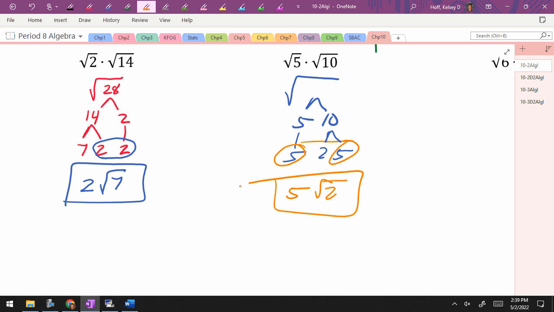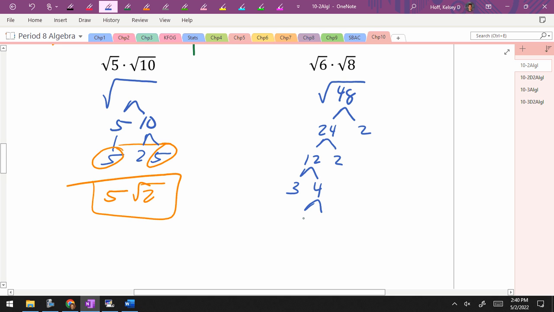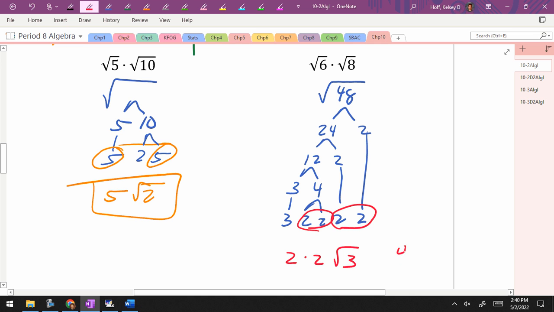Do the last one. 6 and square root of 6 times the square root of 8. I got 4 times the square root of 3. Yes.